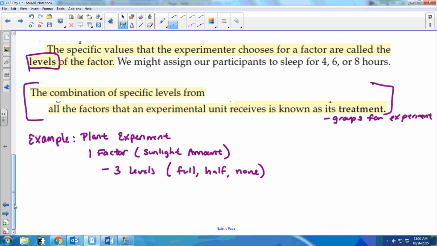So because of that, there are 3 treatments. That'll be a full sunlight group, a half sunlight group, and a no sunlight group. And I would randomly assign however many plants I have and do all those groups. At the end, I would measure how tall they grew, right? Let's do one that has more than one factor, though, because when you have more than one factor, the treatment is a little tricky.